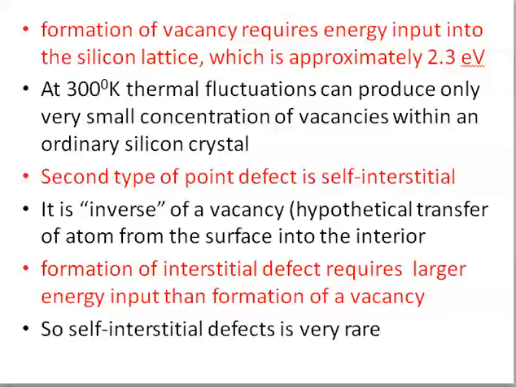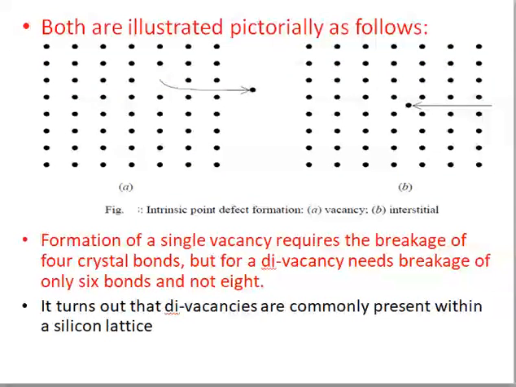And the formation of this interstitial defect requires a larger amount of energy. That is, the amount of energy required to remove an atom from the interior to the surface is smaller than the one required to move an atom from the surface to the interior. For this reason, this interstitial defect is very, very rare. It doesn't happen as often as the vacancy because of the requirement of this large amount of energy.